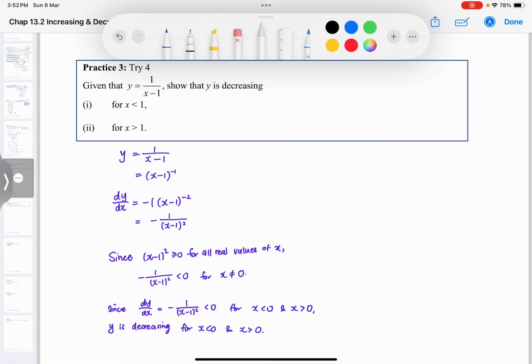Okay, I hope you have tried practice question 3. If not, you should try it and then pause this video and try the question before you check your answer. Okay, so this is the answer for practice question 3, more or less the same as practice question 2.